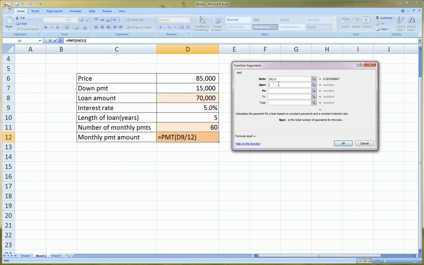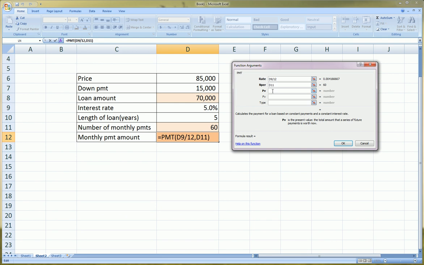The next item here is called Nper, and as it says over here, it's the total number of payments for the loan. And we went ahead and we did that already. We calculated that there's 60 payments in this loan, right? One payment a month for 5 years, 60 payments. Okay, now the present value of this loan is the amount of the actual loan, right?